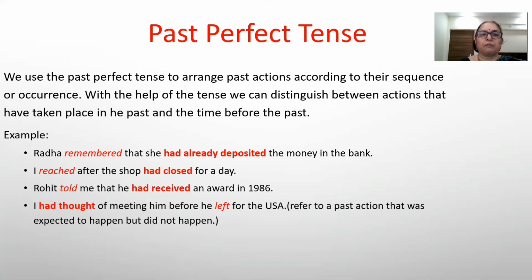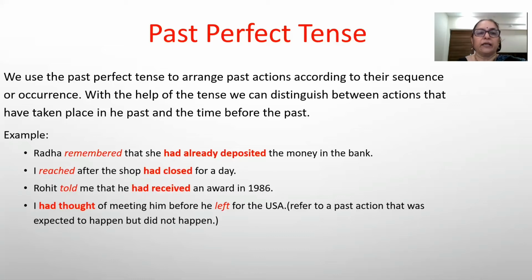We use this past perfect tense to arrange past actions according to the sequence of occurrence. With the help of the tense, we can distinguish between actions that have taken place in the past and the time before the past. So here you are going to deal with again two things. Look at the example, you can understand that in a better way.